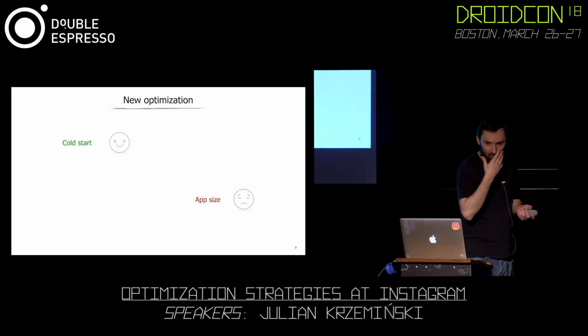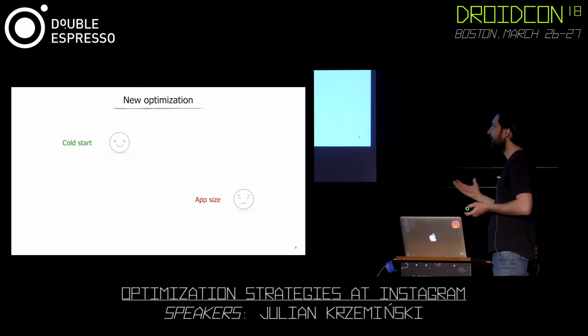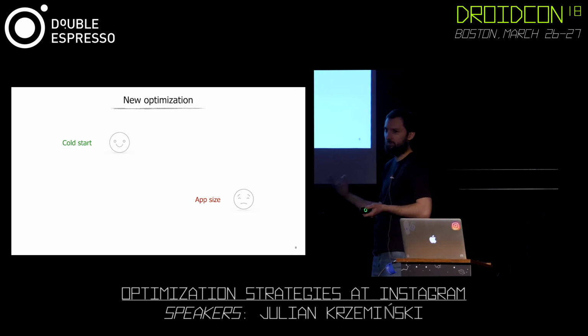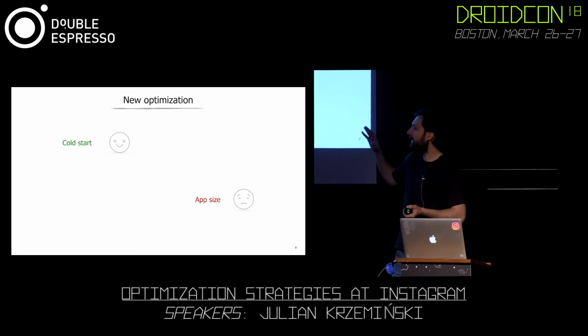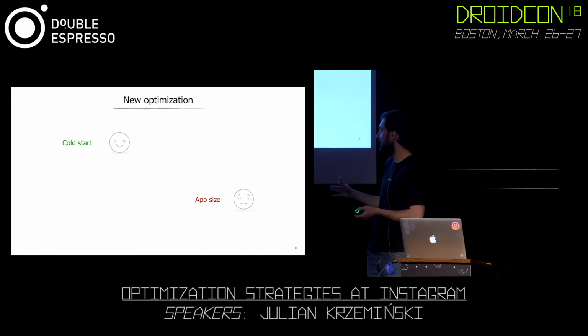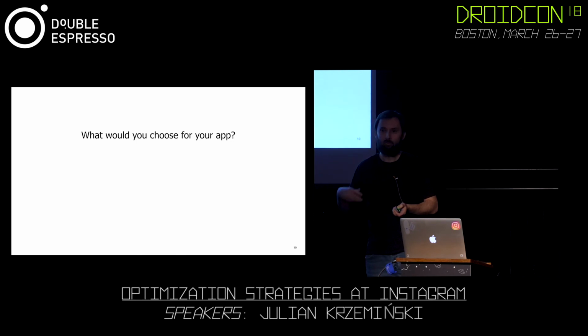Now I want you to imagine that you work on a new optimization in your app. And with this new optimization, you improve cold start, but at the same time, you regress application size. And I will explain what this optimization is in detail. But now imagine that if you apply this optimization directly, that's how it looks. You improve one at the cost of another. And this is the nature of the optimization, and you cannot change this. Or you can think another way of this. You improve app size at the cost of cold start. So what would you choose for your app?